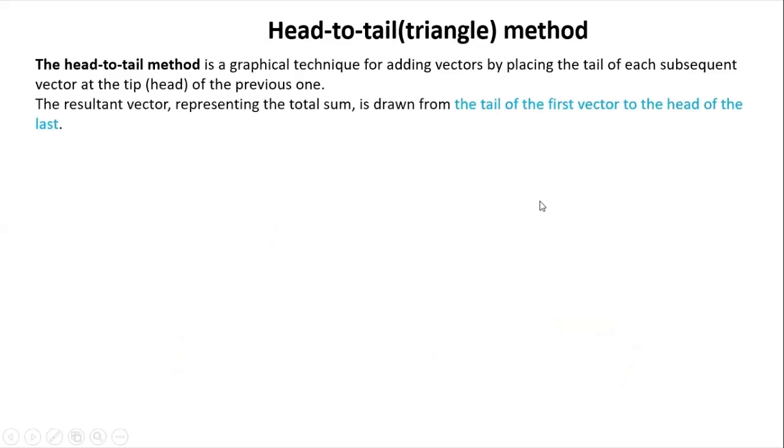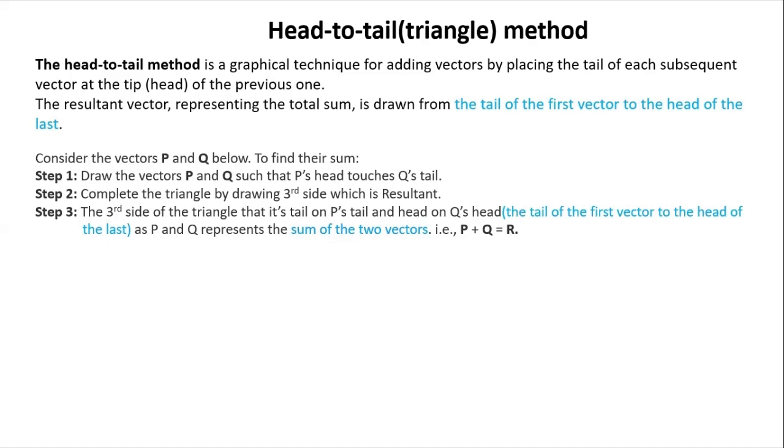So, the head-to-tail triangle method, we'll see. The head-to-tail method is a graphical technique for adding vectors by placing the tail of each subsequent vector at the tip, which means the head, of the previous one. The resultant vector representing the total sum is drawn from the tail of the first vector to the head of the last. You see again, consider the vectors P and Q below to find their sum.